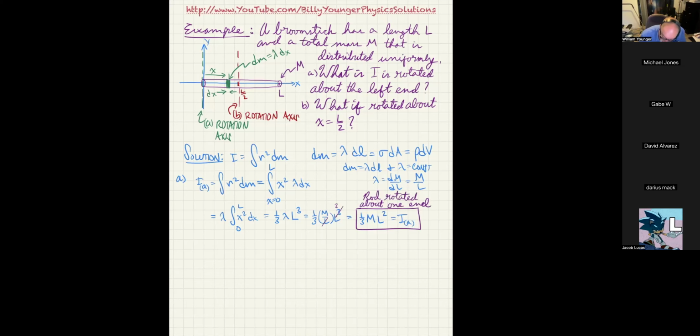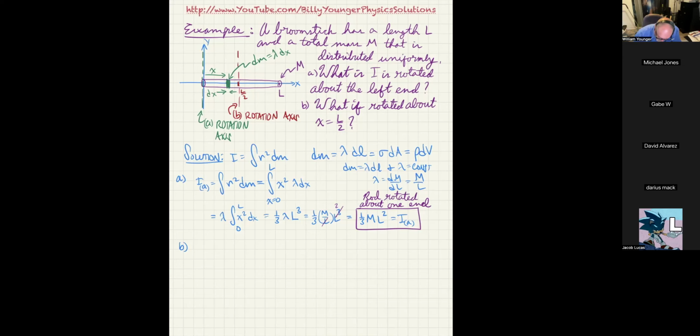Now, if I want to try part B, I'm going to rotate it about its center, and we can move the origin of our coordinate system to L over 2, and then it'd be basically a setup where we're going to integrate from negative L over 2 to positive L over 2, but the distance from the origin to the dm is again going to be x.